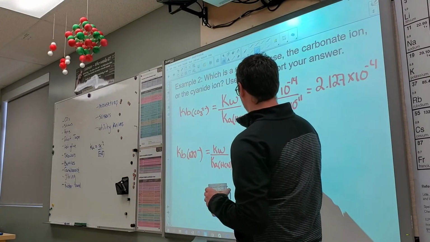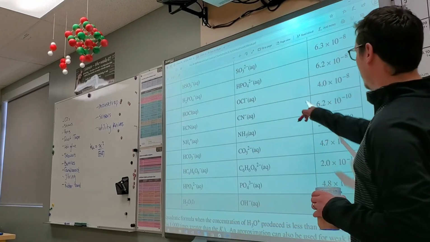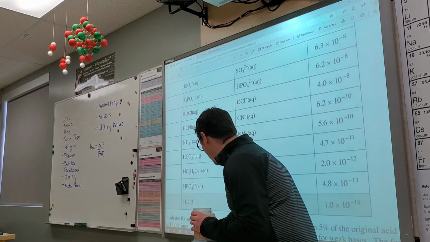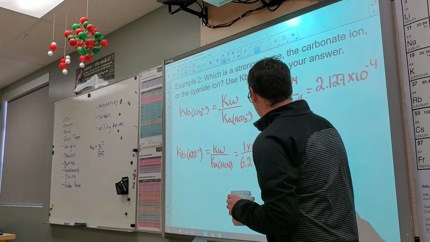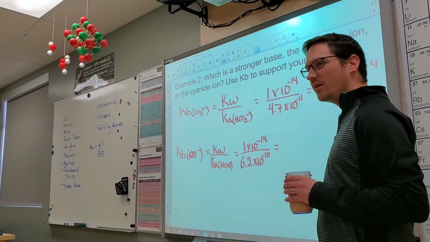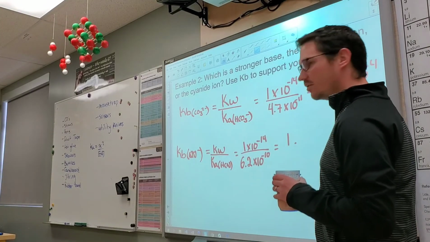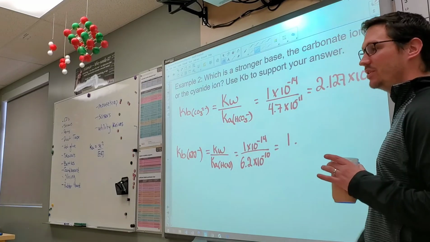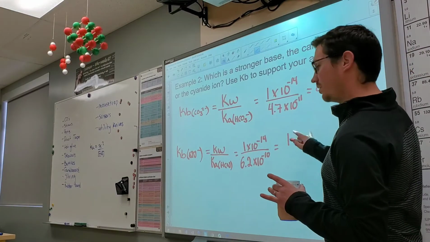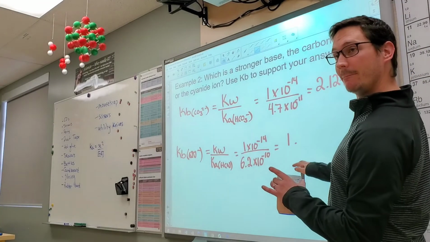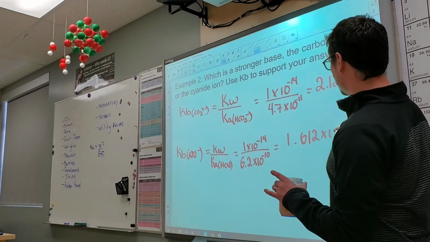One times 10 to the negative 14 divided by 6.2 times 10 to the negative 10. I'm going to guess it's 1.6 times 10 to the negative 5. What do you get? Give me three decimal places. 1.612 times 10 to the negative 5.